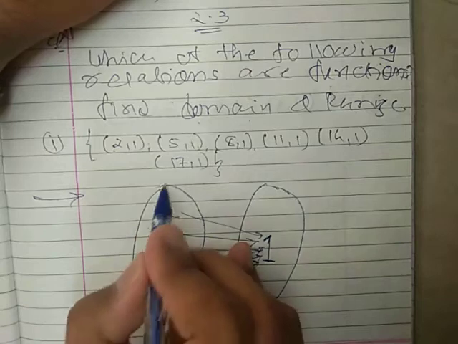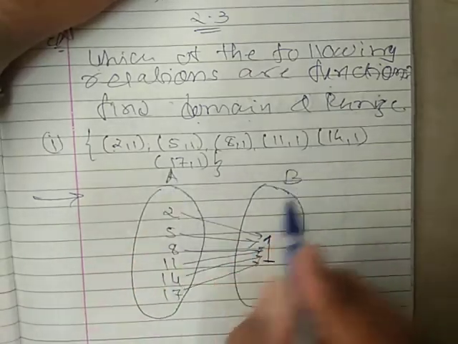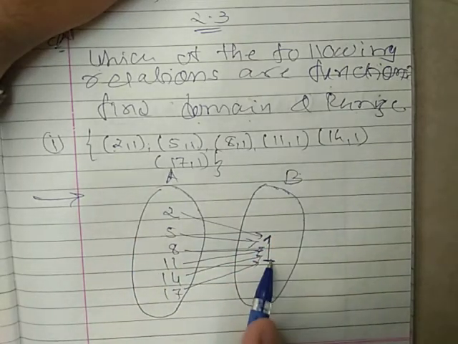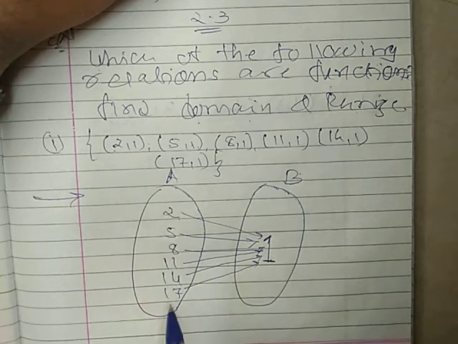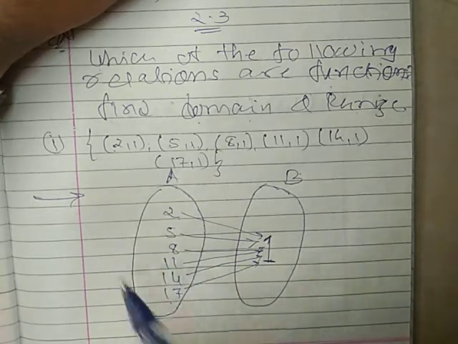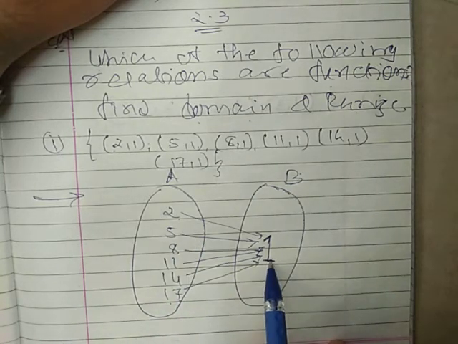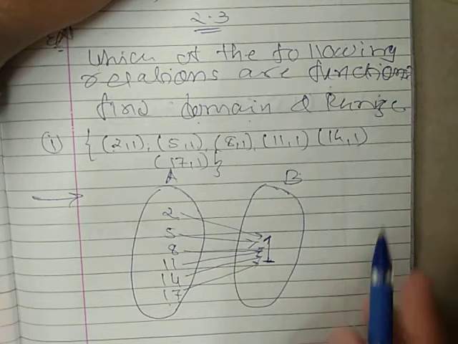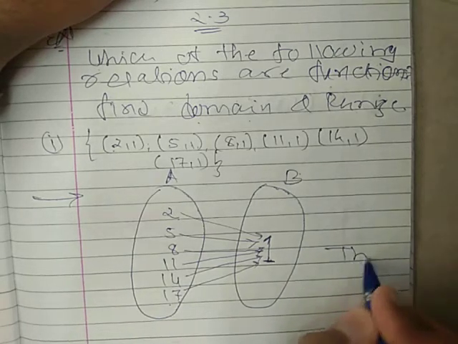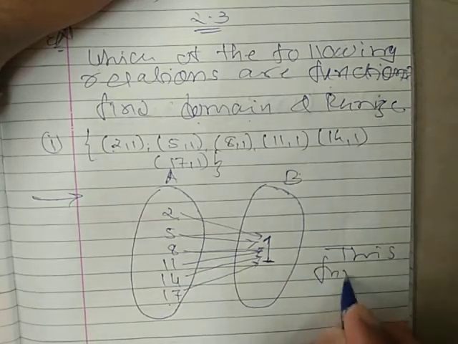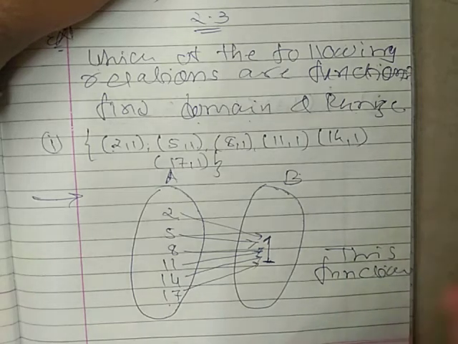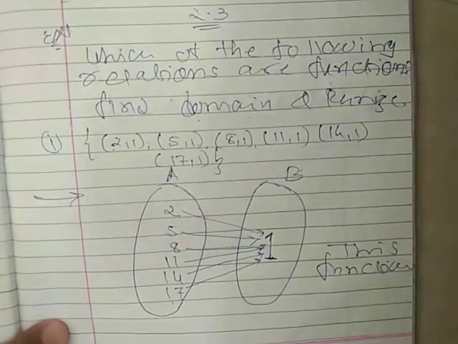That means all members of A are associated with a unique element of B. All members of A are associated, so the first condition is satisfied. Now each is associated with a unique element of B. That's why this is a function. Therefore this is a function. Otherwise you can write that the given relation becomes a function.